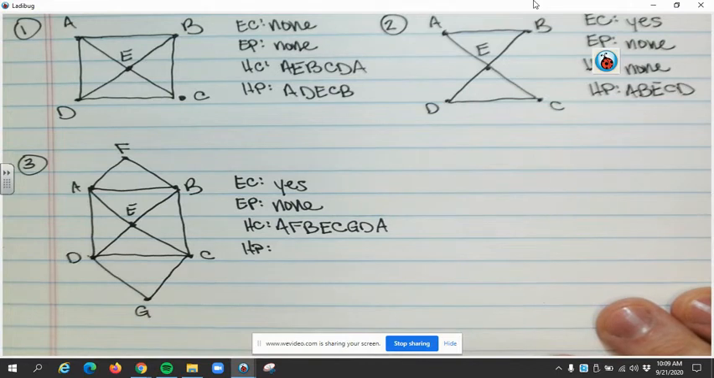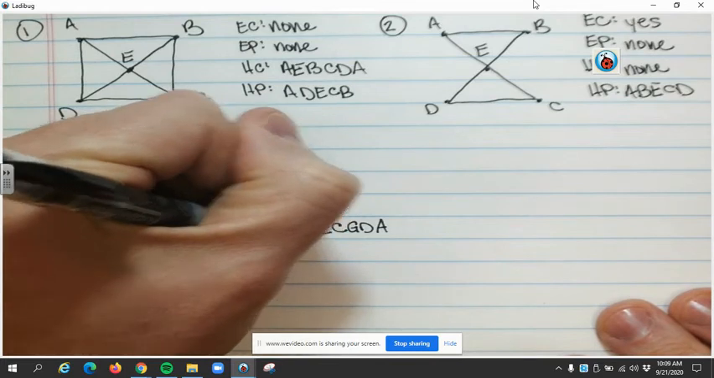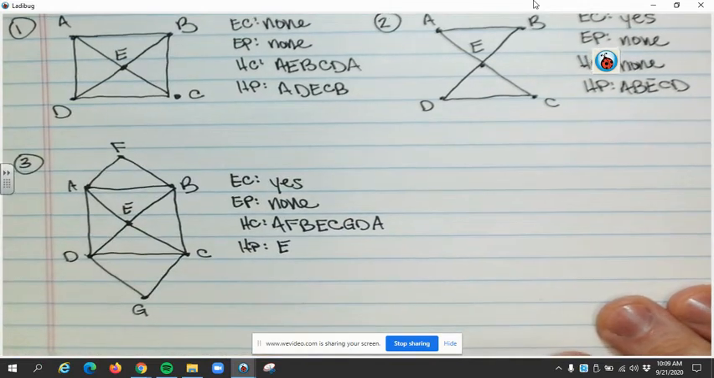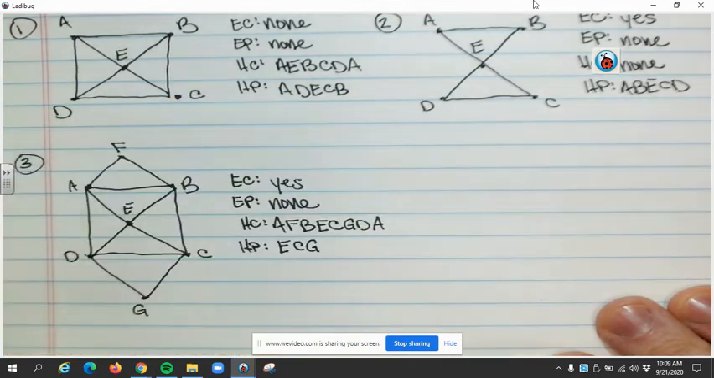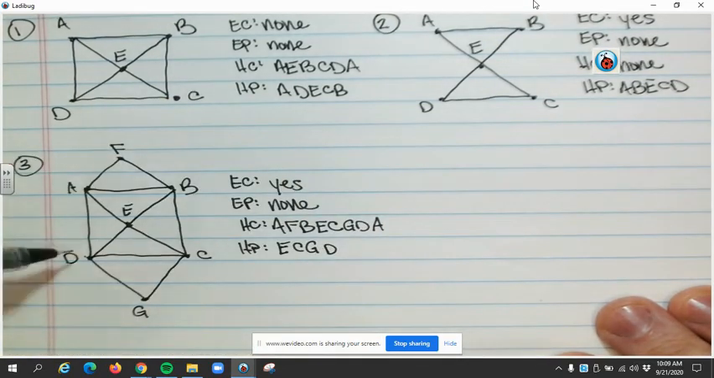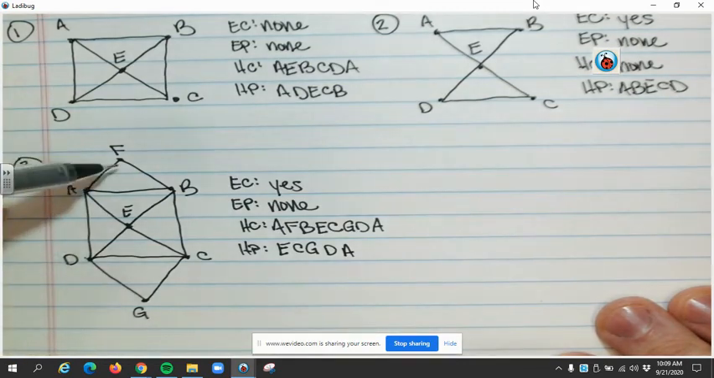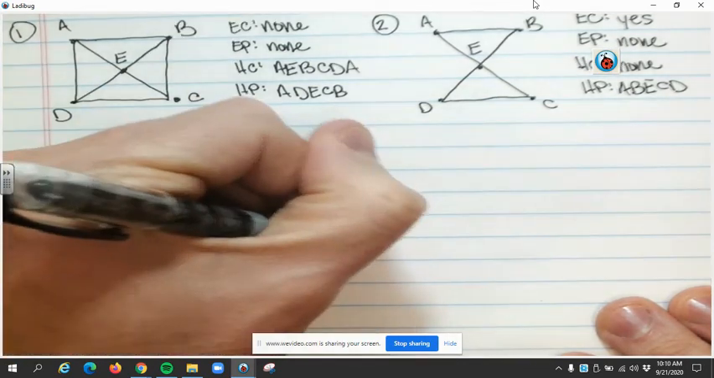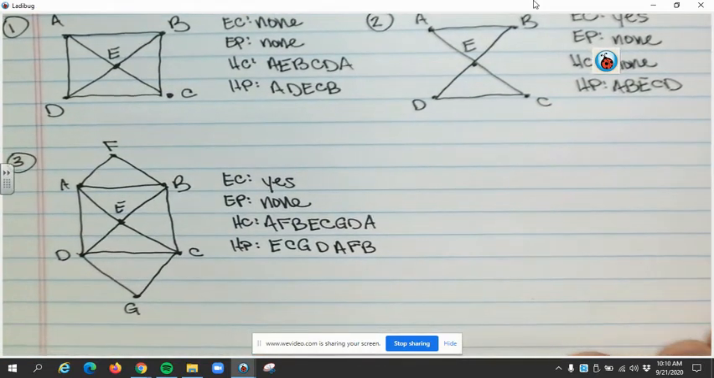Let's do a different one. Let's start at a different letter. Let's get real crazy. Let's start with vertex E this time. So we're going to start in the middle. What if I did E, C, G? So E, C, G. Then I go up to D. Then I go up to A. Then I go all the way up to F and down to B. I started at E, I finished at B, I went through all the vertices. That's a Hamilton path.